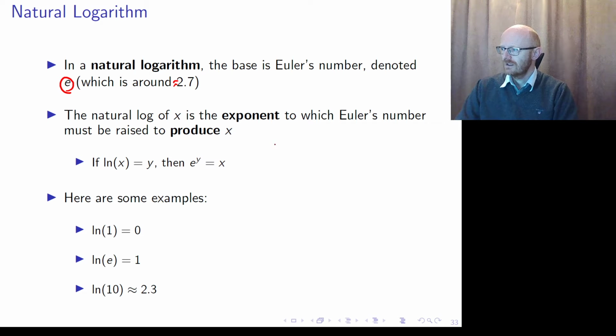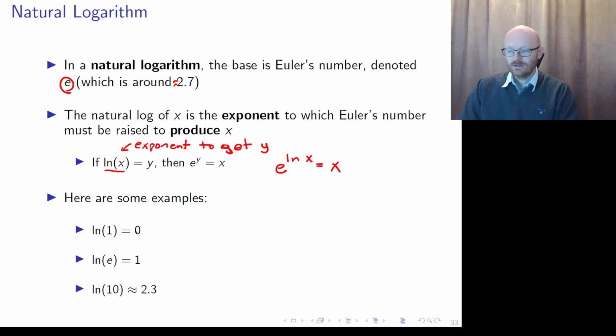So if you have ln of x equals y, then you have to think, okay, what number do I have to raise e to in order to get x? So this is really the exponent to get y. Okay, so the ln x is really an exponent. And that's why e to the ln of x is just x.